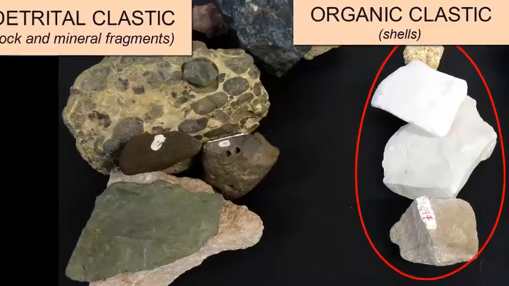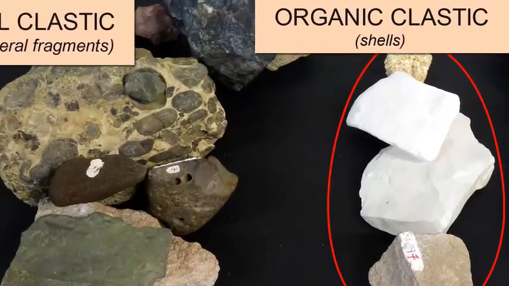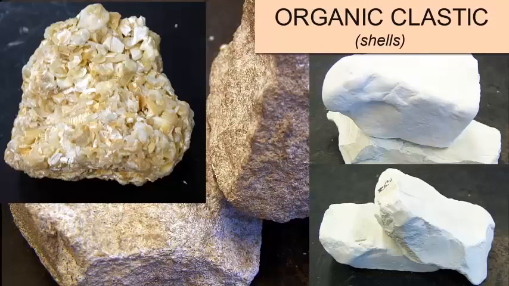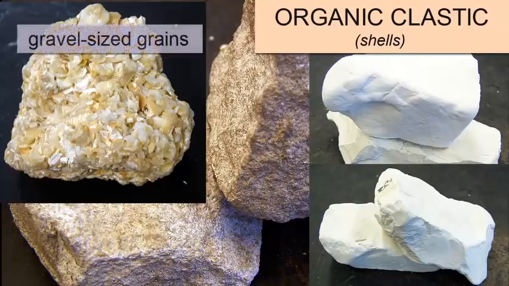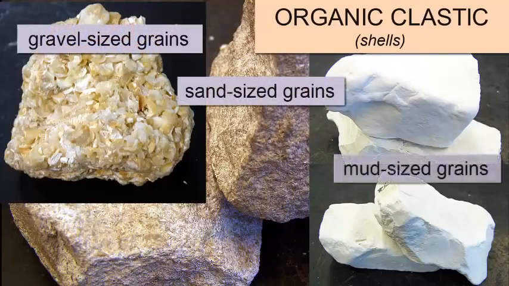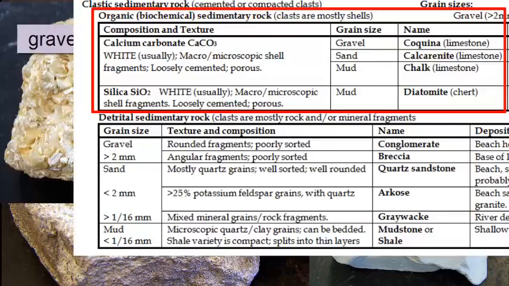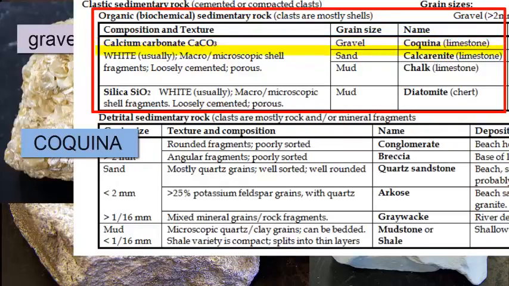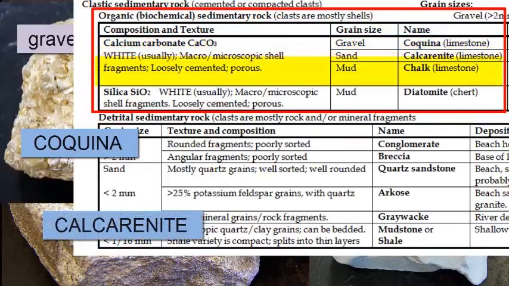Let's look more closely at the clastic rocks made mostly of shells. First step is to order them by grain size, with largest at the top and smallest at the bottom. Gravels, sands, and muds. Aligning the samples with the table, we see that any rocks made of gravel-sized shells must be calcium carbonate in composition, and are called coquina. Sand-sized, calcarenite. If a rock is made of mud-sized shells, those shells could be made of calcium carbonate or silica.